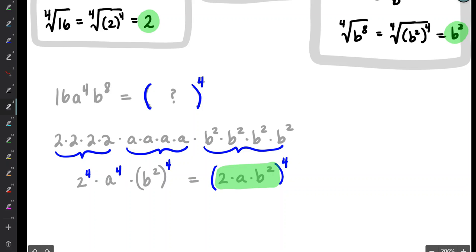So my answer, I've done a lot of writing to kind of explain the thinking. My answer is 2ab squared. If you multiply 2ab squared times itself 4 times, you get that 16a to the 4th b to the 8th.